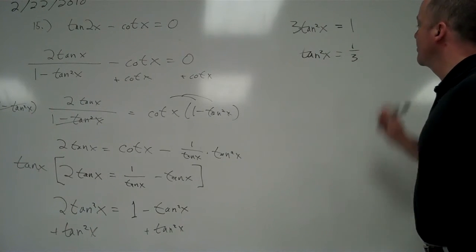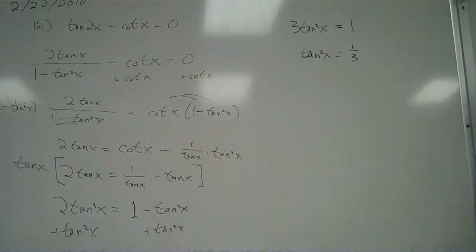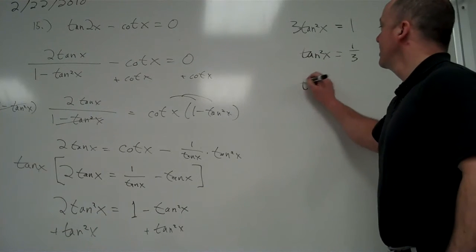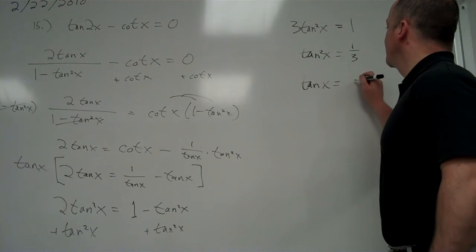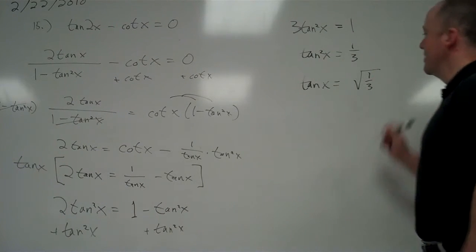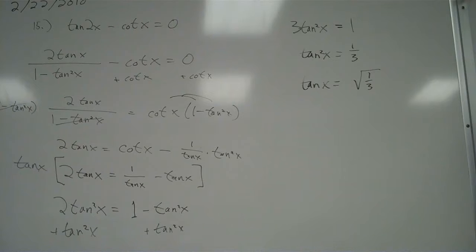So that's going to be 1/3. So then what does tangent equal? Square root of 1/3. Yep. Almost. You're forgetting one thing. Root 3 over 3. Oh, you're getting there.